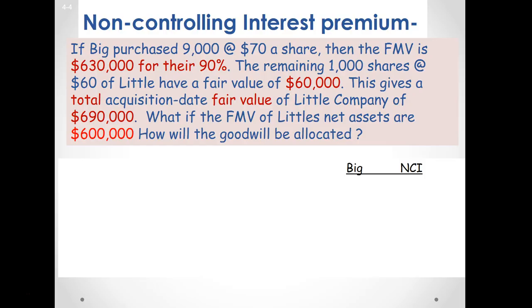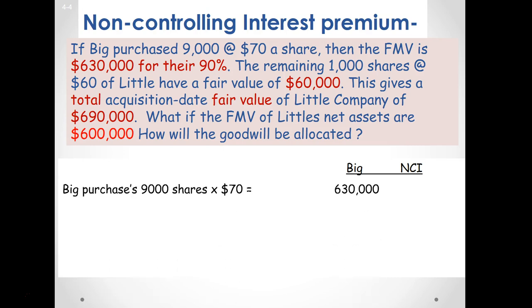So, this is what it's going to look like. We purchased 9,000 shares at $70 a share, when the fair market value is $630,000. The remaining 1,000 shares at $60 of Little have a fair value of $60,000. This gives a total acquisition date fair value of Little Company of $690,000. What if the fair market value of Little's net assets is $600,000? How will the goodwill be allocated?